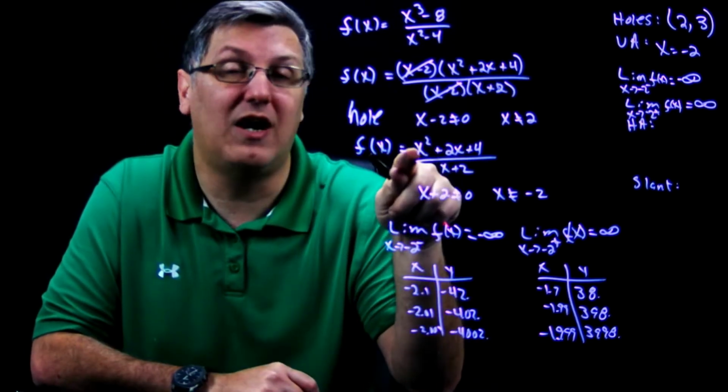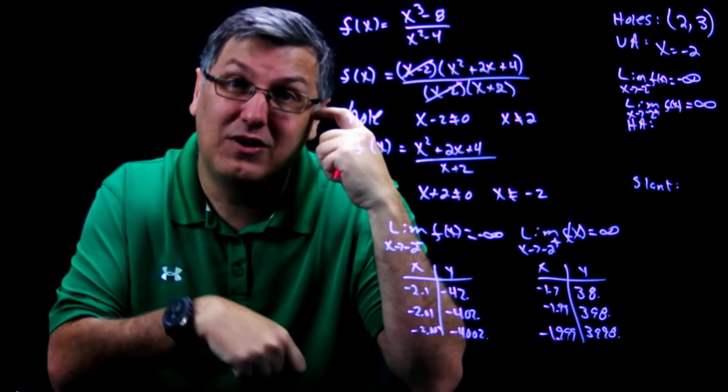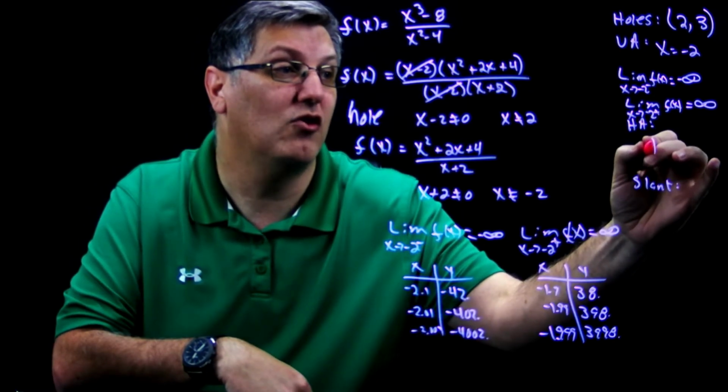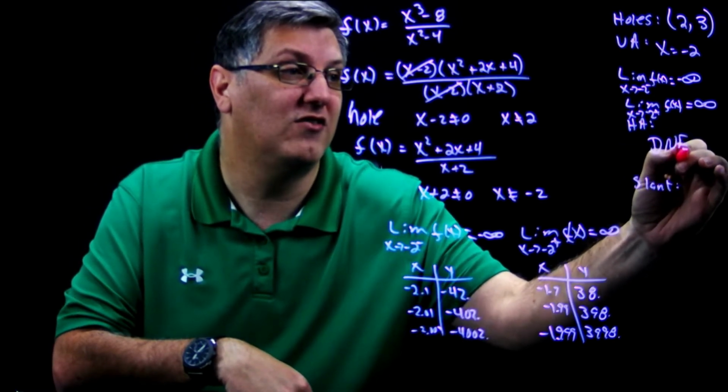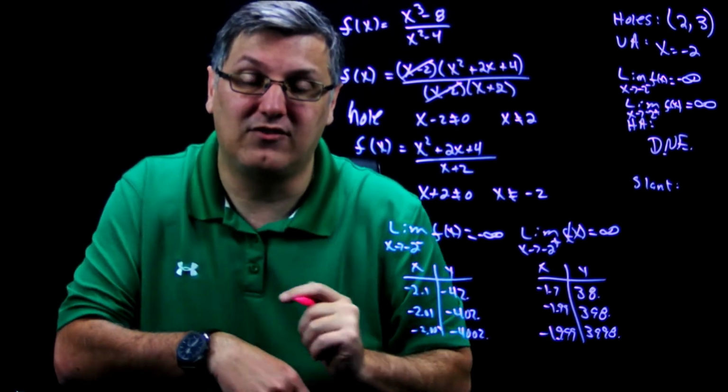All right, let's look at horizontal asymptotes. Well, my degree on top, 2. My degree on bottom, 1. Well, last time I checked, 2 is greater than 1. Therefore, I do not have a horizontal asymptote. So this does not exist, but I do have a slant. So let's find that slant asymptote.